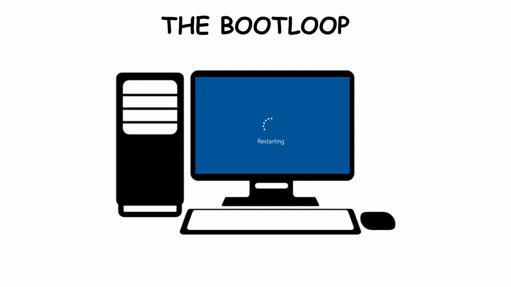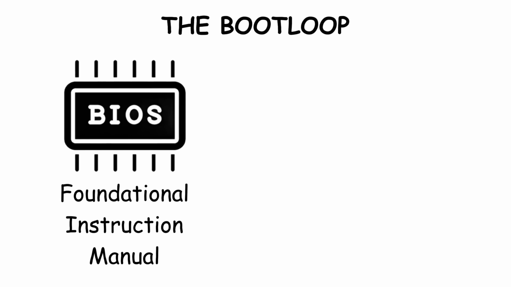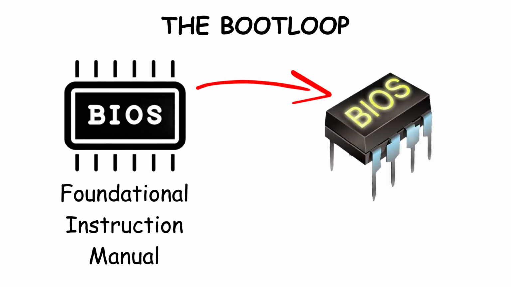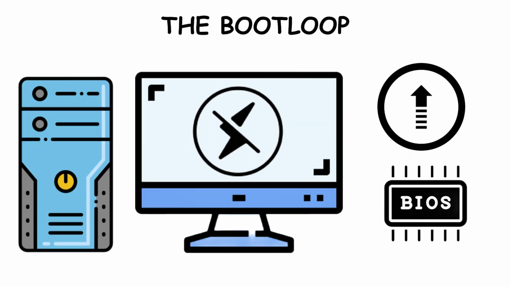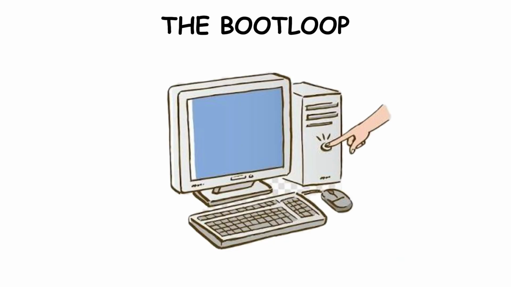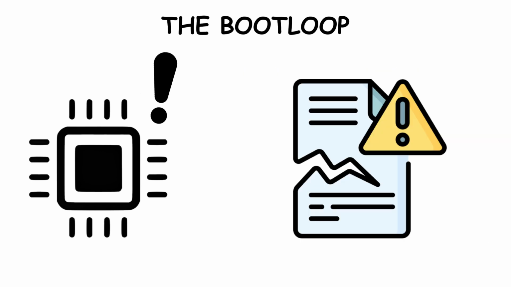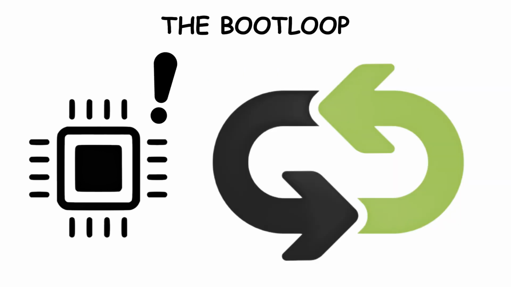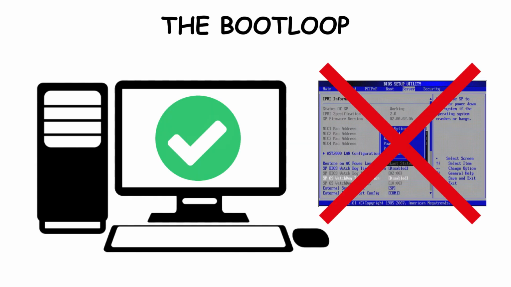The boot loop. A boot loop is a computer with amnesia. The BIOS is the foundational instruction manual, hard-coded into a tiny chip on your motherboard. It tells the hardware exactly how to turn on. If a PC loses power exactly when that BIOS chip is updating, the instruction manual is left half-written. The next time you hit the power button, the processor looks for instructions, hits corrupted garbage data, panics, and shuts down. It tries again, creating an endless loop. The physical hardware is flawless, but without its basic startup instincts, it's a brick.